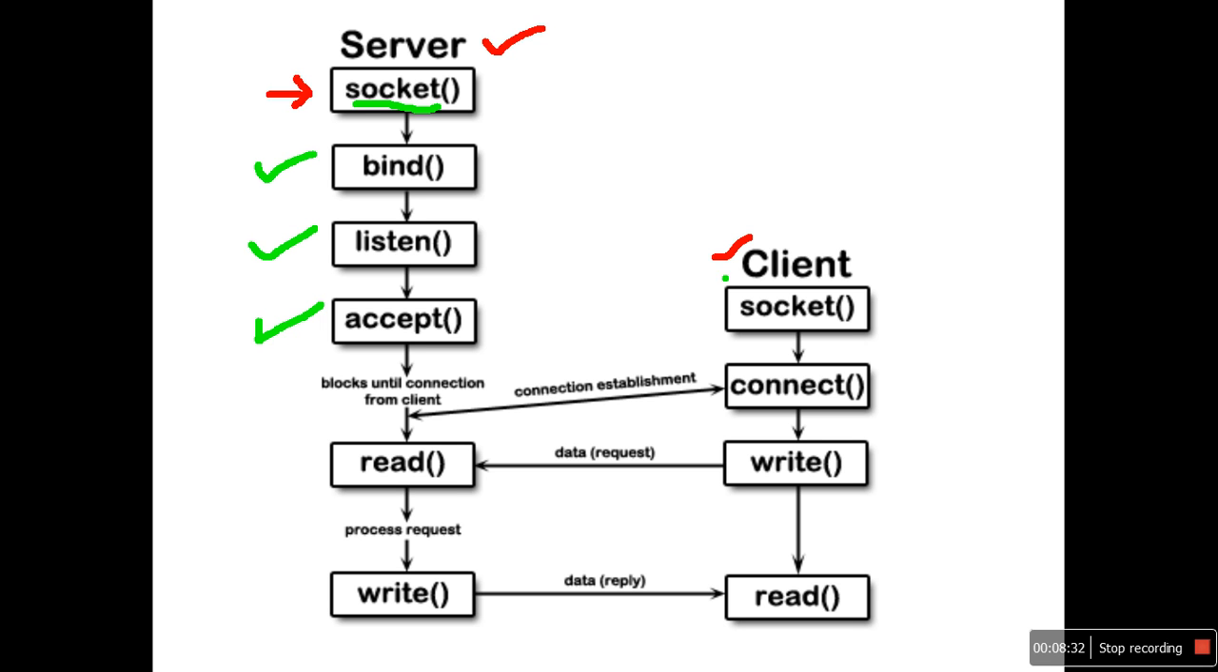Now coming to the client, as you already know, a socket needs to be created before communication can begin. So that's the same as the server. Followed by the client requesting to connect to the server using the connect function call. This is where connection establishment takes place.